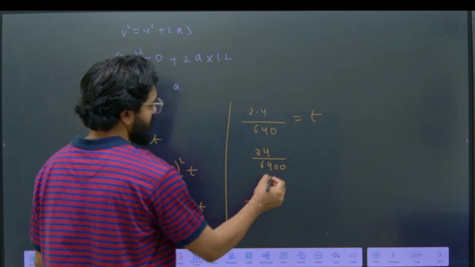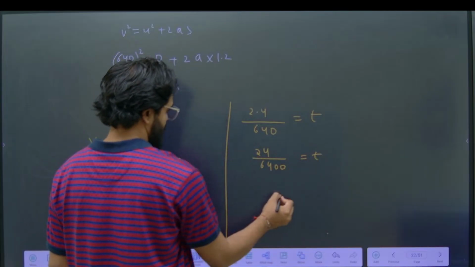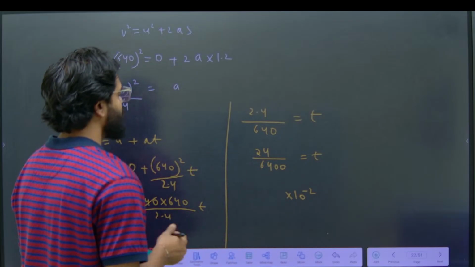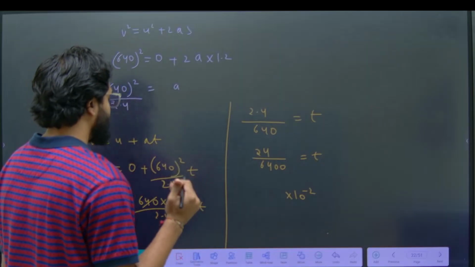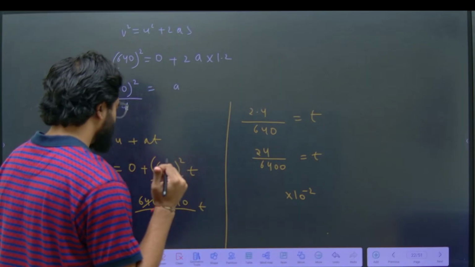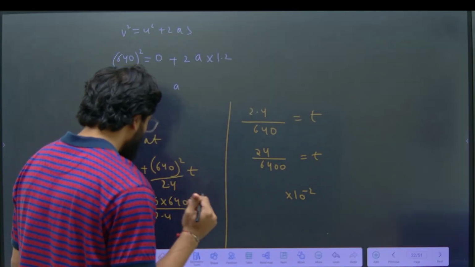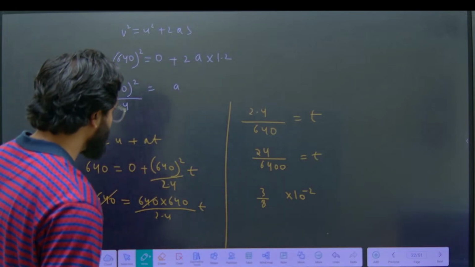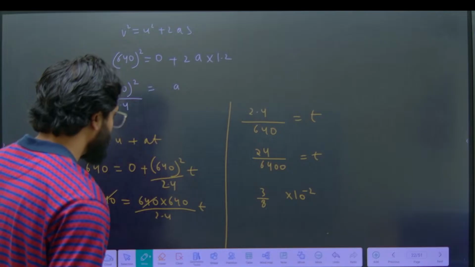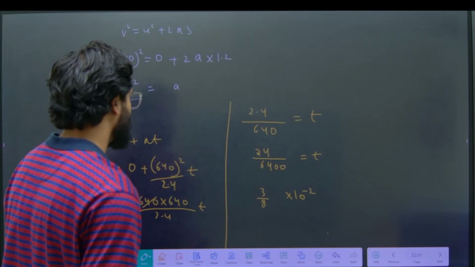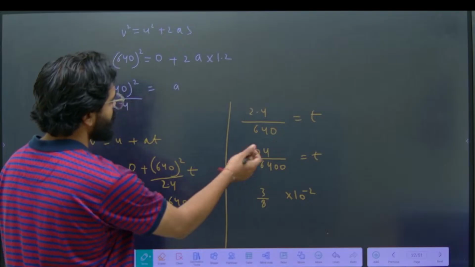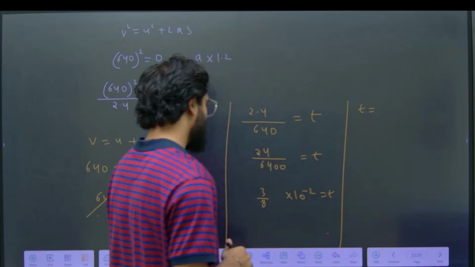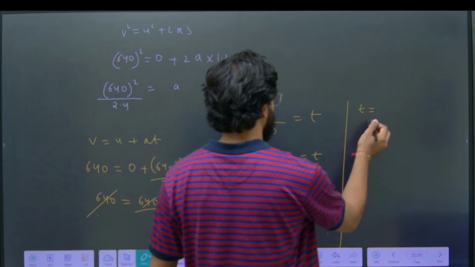ठीक है भाई साहब, करो अब कैलकुलेट. अब क्या करेंगे इसका? 10 पावर -2, 24 upon 64, 12 upon 32, 6 upon 16, 3 upon 8, 3 upon 8, बरोबर? Correct? Yes? Correct. We are dividing by 8. Okay. So T equals to 30 upon 8. Let's write it as 30 upon 8.